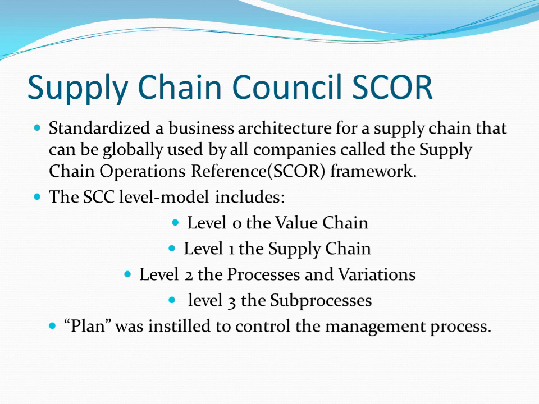The SCOR framework consists of many important parts, including the three levels. Level 0, the value chain. Level 1, the supply chain, which I will break down. Level 2, the processes and variations. And Level 3, the sub-processes, which are specific to the individual processes. According to Harmon, in the business change process, SCOR defines a supply chain architecture and all the high-level processes and leaves the technical implementations of the Level 3 processes to the individual members.